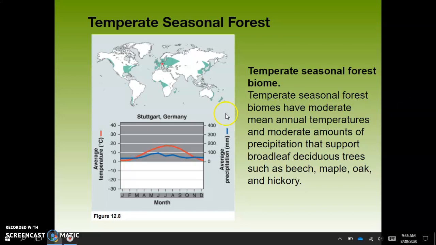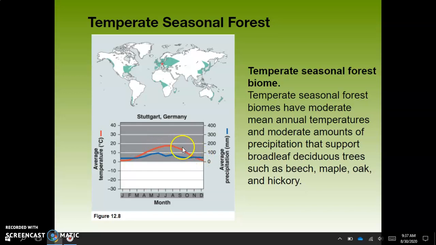And then here is our distribution. Again, we live in North Carolina, so this is the biome that we live in. And here is our climate diagram. Okay, so we do have cooler winters, colder winters, and then warmer summers.